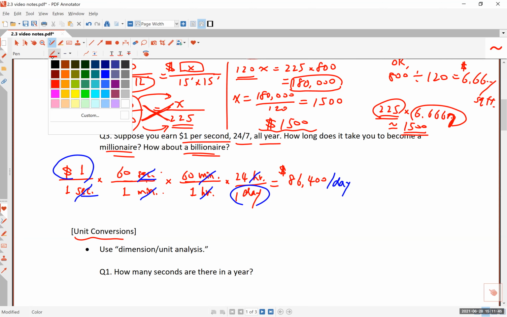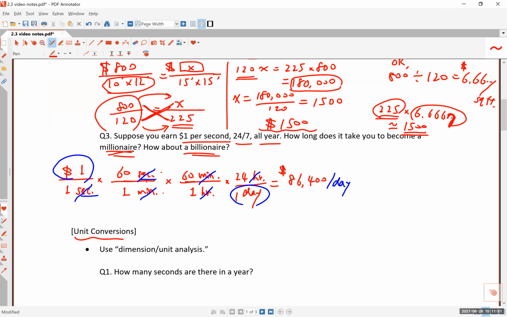Yeah, that's nice. But let's say, how much time does it take this person to become a millionaire? So 1 million divided by 86,400 will give you the number of days it's required for him to become a millionaire. Does it make sense? If this person can make $86,400 a day, then you divide 1 million by that, and that's going to give you the number of days. And that turns out to be about 11.574... That is 11.6 days approximately.